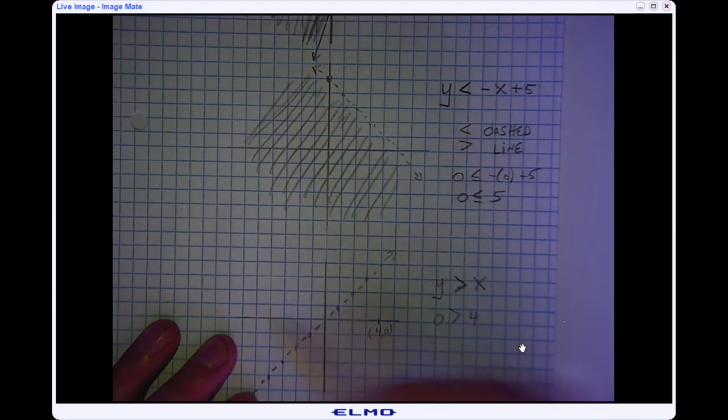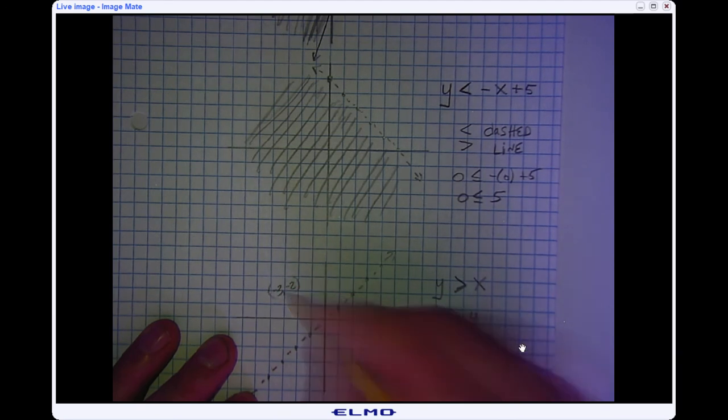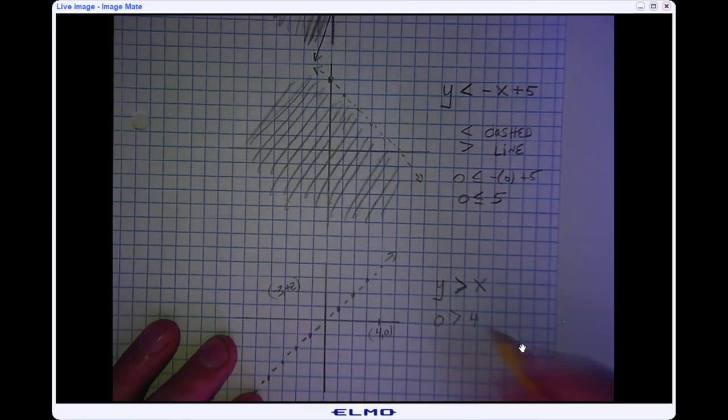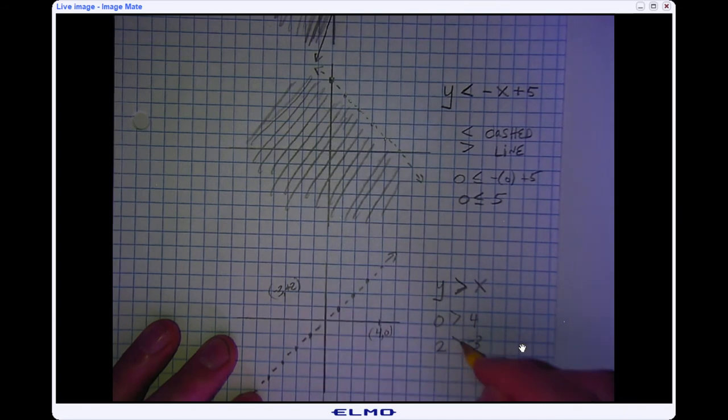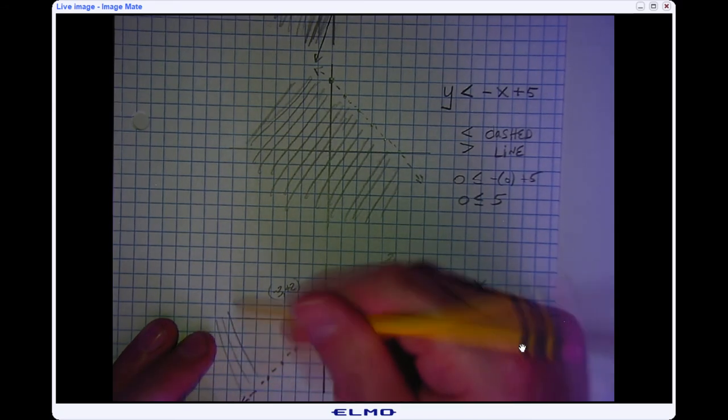So I'm going to choose a coordinate point on this other side. I'm going to go ahead and choose -3, +2, which is right here. So if I put in -3 for x and +2 for y, clearly you can see that 2 is greater than -3, so it does work. So I would shade everything on this side of the line.